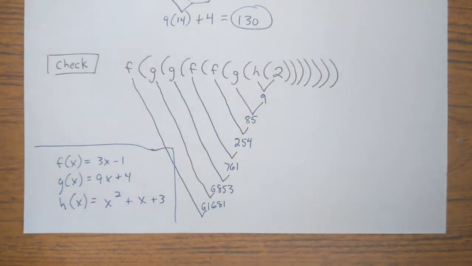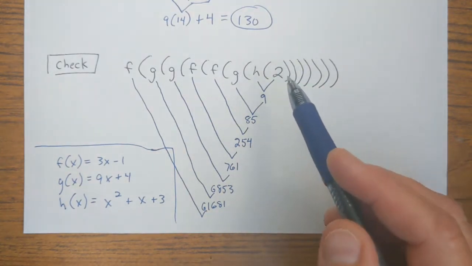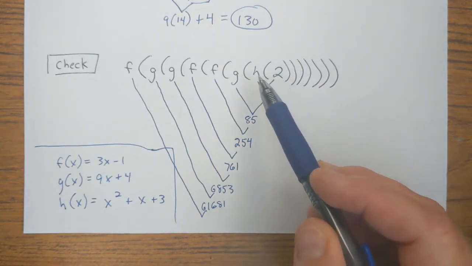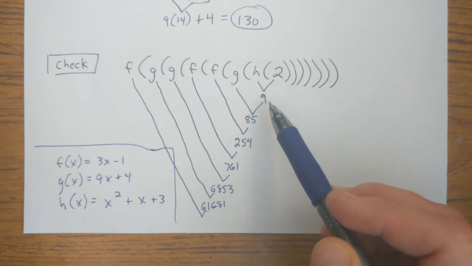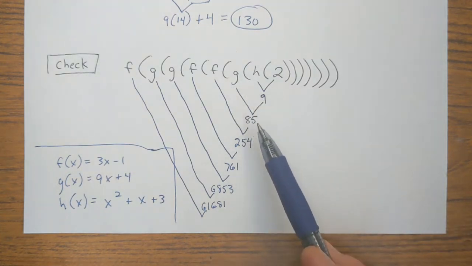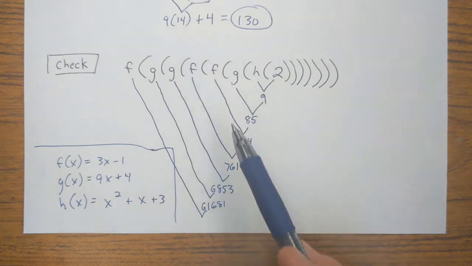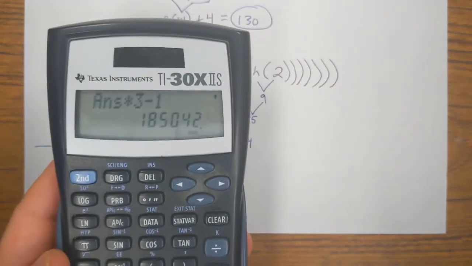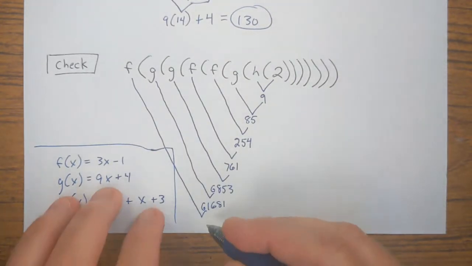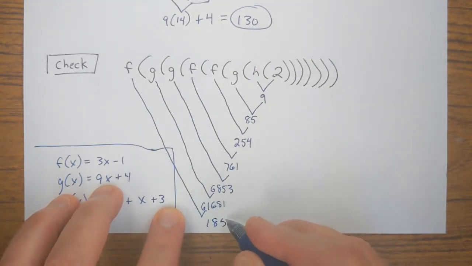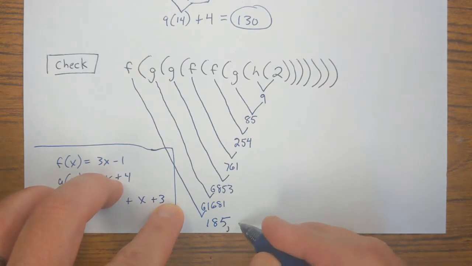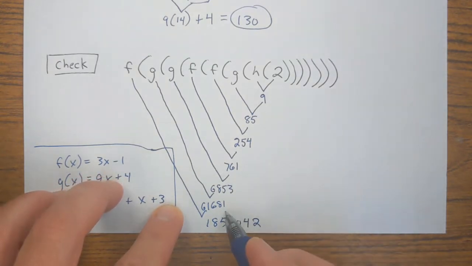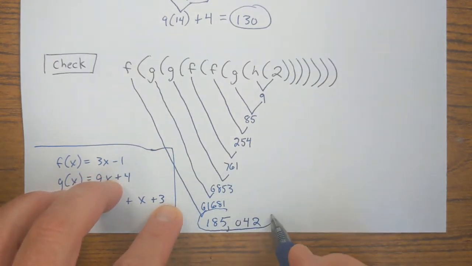All right, and here is your answer. I'm sure you had to work for it a little bit. Here, real quick, how I broke this down. If you plug 2 into H, you get 9. Plug 9 into G, you get 85. 85 into F, you get 254. All the way down to this very last step, we had to plug 61,681 into F. And drum roll, please. Final answer, 185,042. If you got that right, give yourself a pat on the back for that one.